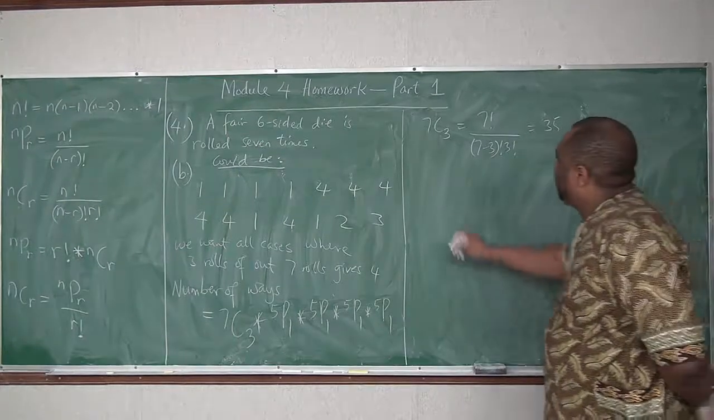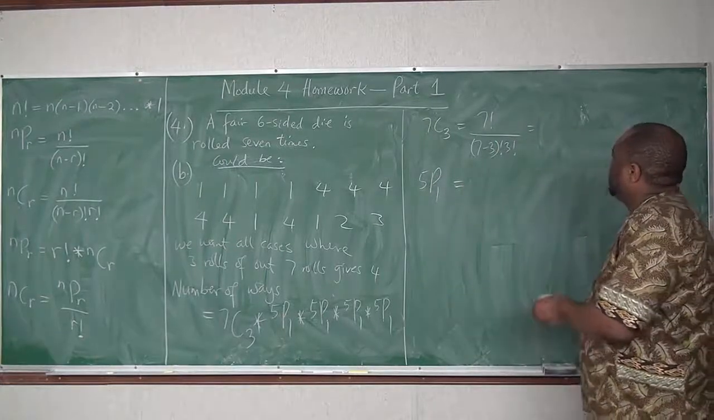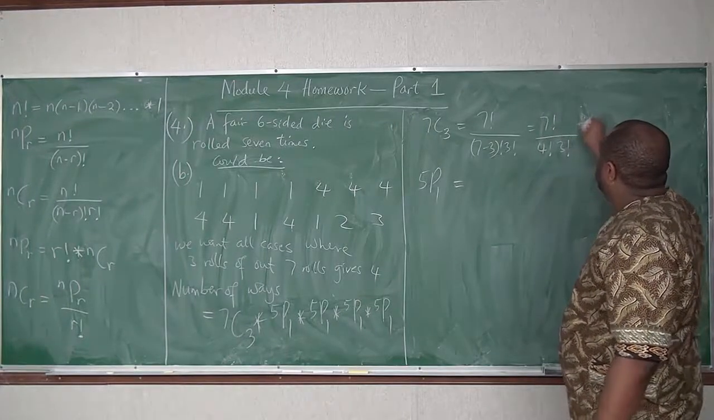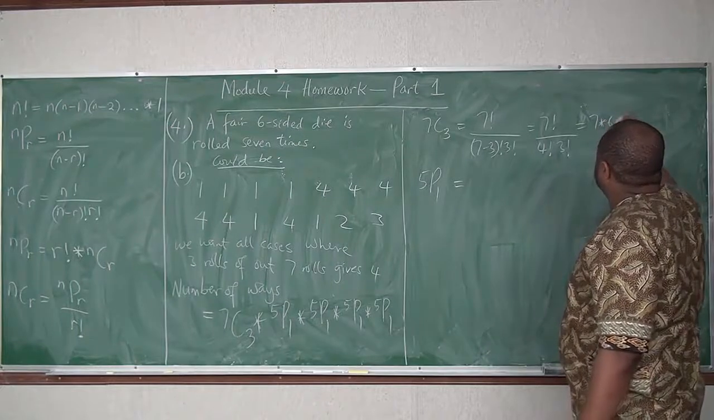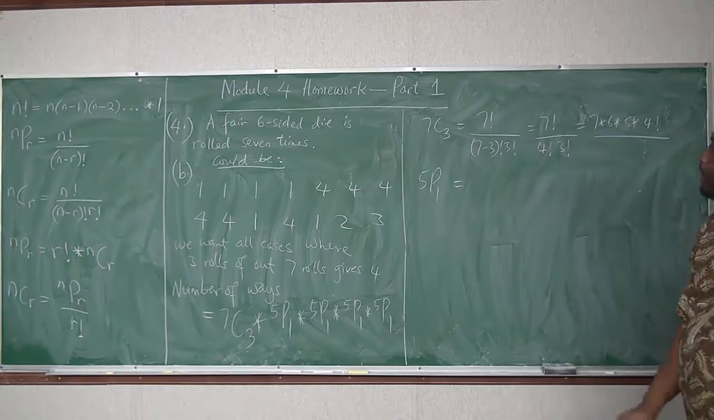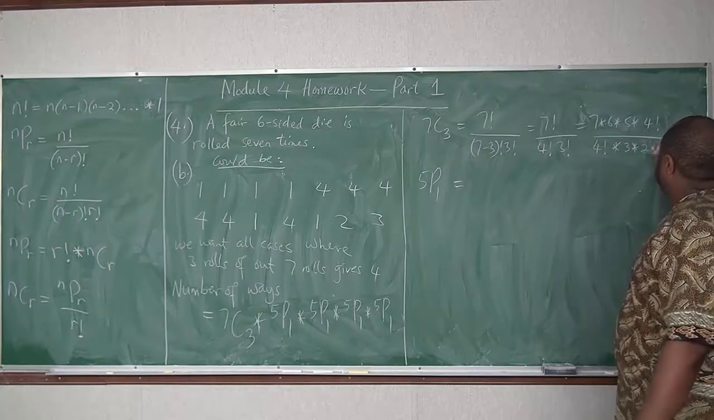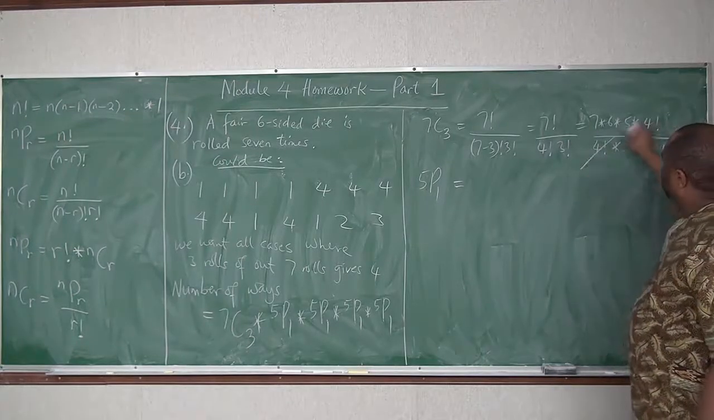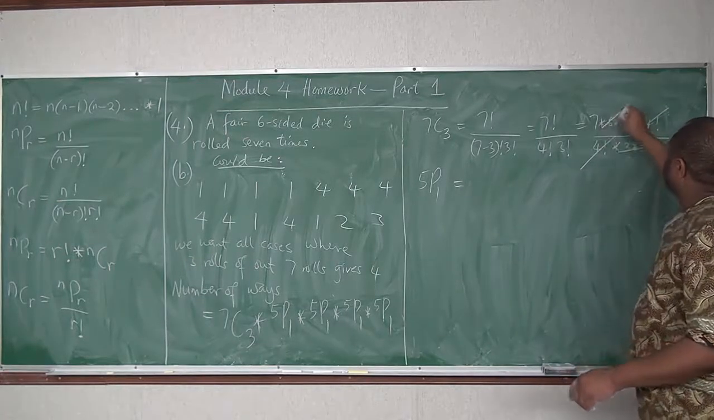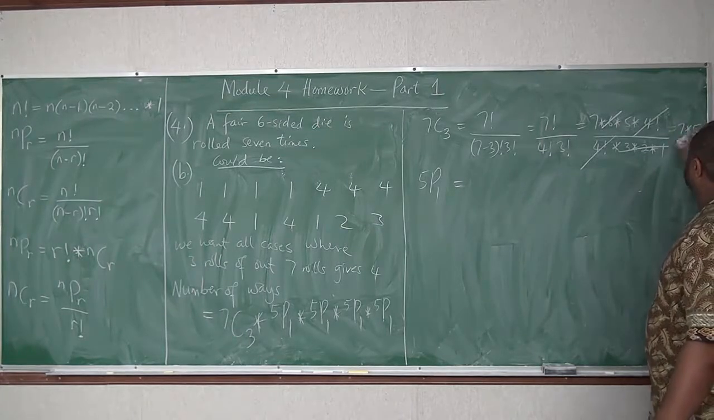Then 5 P 1, we can also do it again. 7 choose 3 is 7 factorial over 4 factorial times 3 factorial, which is 7 times 6 times 5 times 4 factorial, all over 4 factorial times 3 times 2 times 1. The 4 factorial cancels out. 3 times 2 is 6. So you have 7 times 5, which is 35.